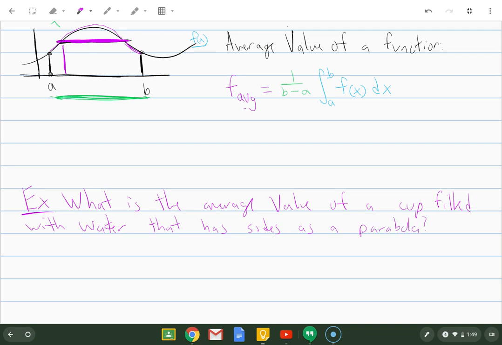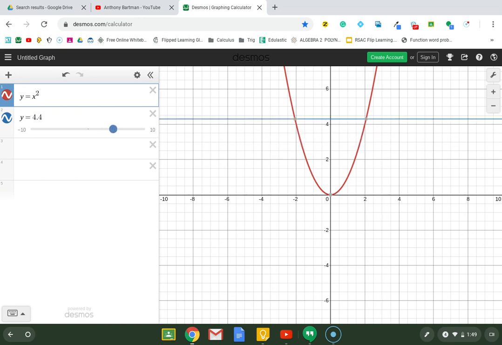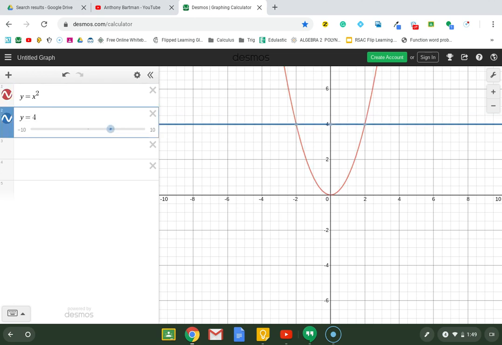Okay, so let's say we have a cup, right? Looks just like this. We're going to say it goes between here and here. I wish I could draw on Desmos here, but I can't really draw over the top. Okay, so we have this cup.